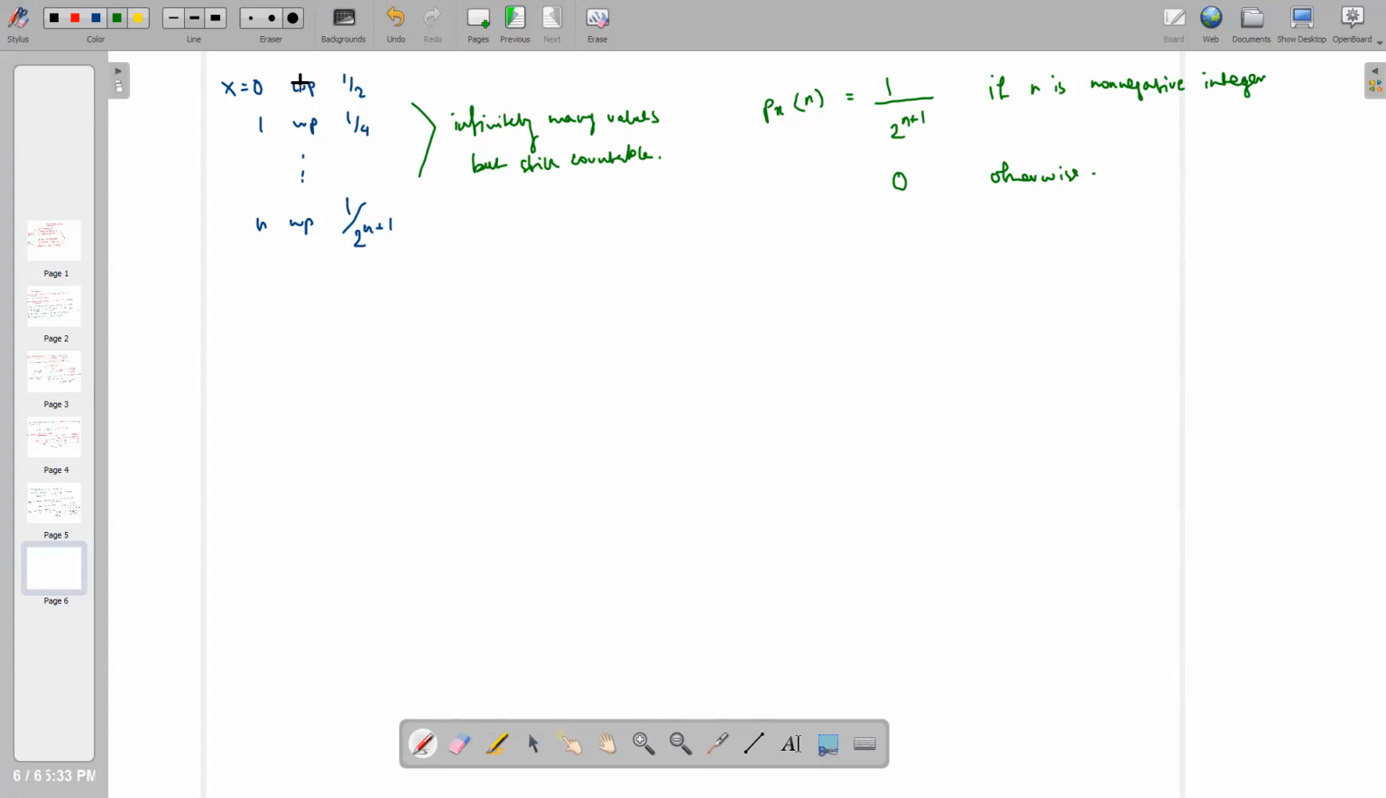So expectation of x is 0 into half plus 1 into 1 by 4 plus dot dot dot and so on. So this turns out to be 1, right? Why should this be 1? Do you know why? Okay, so let's see.